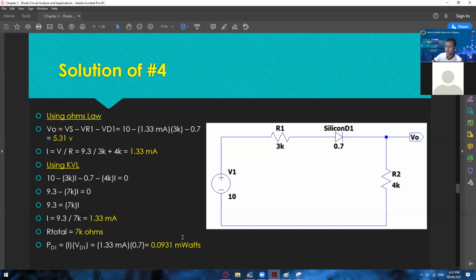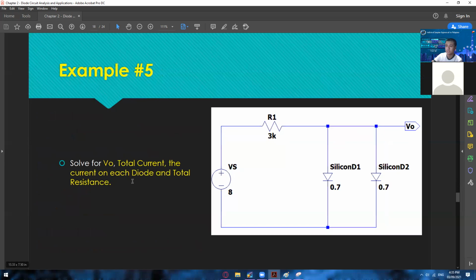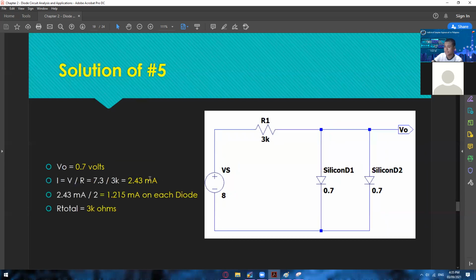Okay, so if everything now is good, then I guess we can now proceed to example number 5. In here, solve for VO and total current. I think everything is the same. Here we just have a parallel connection of two diodes. We have a silicon diode and then a silicon diode right here, so both of them have a voltage threshold of 0.7 volts. So here is the solution.